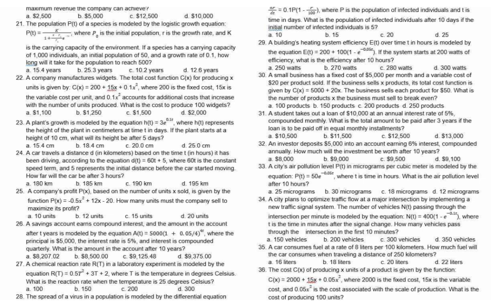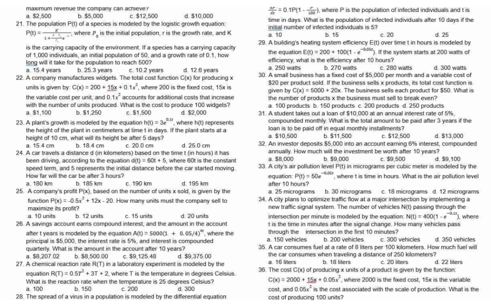And 27. A chemical reaction rate R of t in a laboratory experiment is modeled by the equation R of t is equal to 0.5 t squared plus 3t plus 2, where t is the temperature in degrees Celsius. What is the reaction rate when the temperature is 25 degrees Celsius? So the answer is letter B, 150. Number 30.